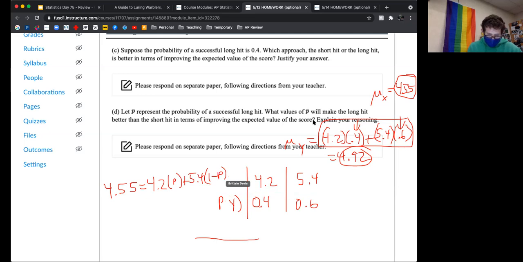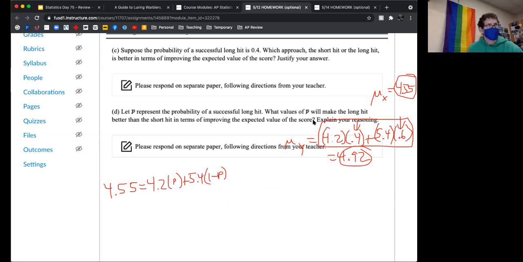So are you guys mathematically seeing what we're doing here? Okay, we're figuring out what probability will make us break even, so that it's exactly as likely to get a 4.55 with the short or the long. Then we can do the math and figure out that 4.55 equals 5.4 minus 1.2p. And then we can just solve from there.